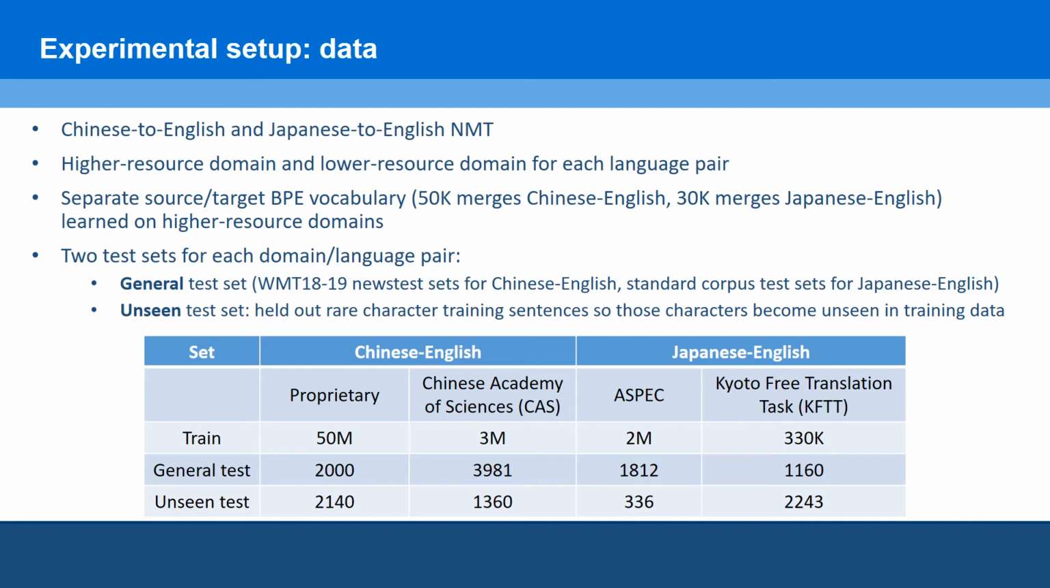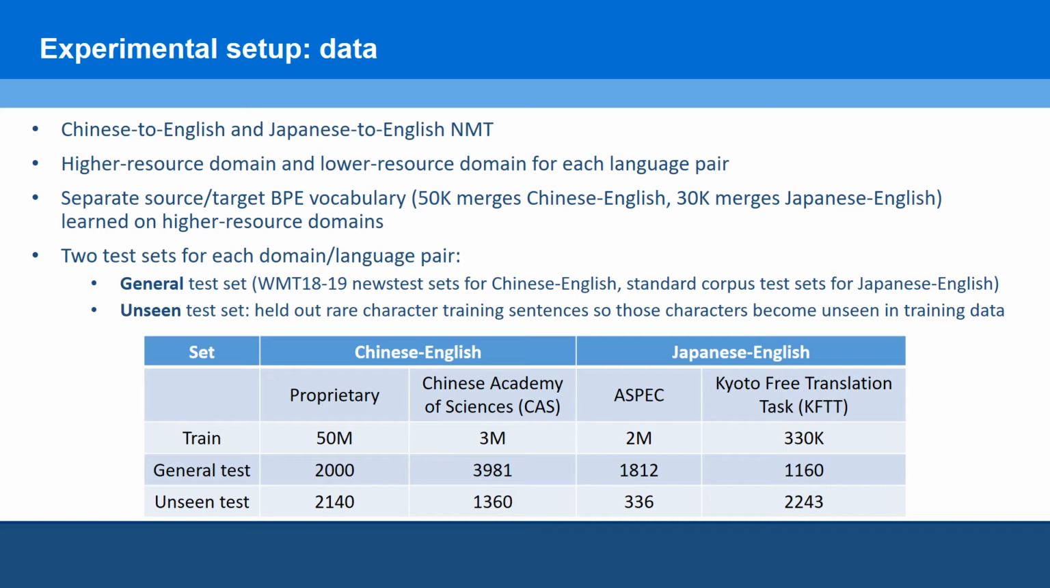I will now briefly summarize the experimental setup we use. There is more information in the paper. We experiment with Chinese to English and Japanese to English translation using 2 domains for each language pair. One is a high resource domain and one is a low resource domain. The vocabulary is learned on the high resource domain.